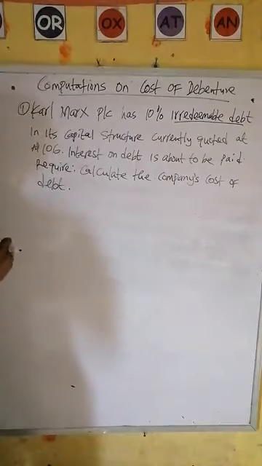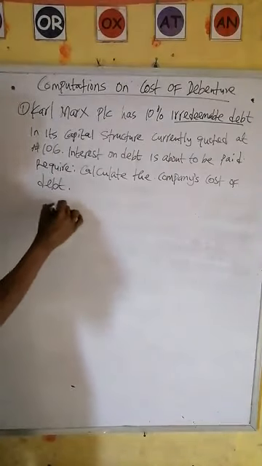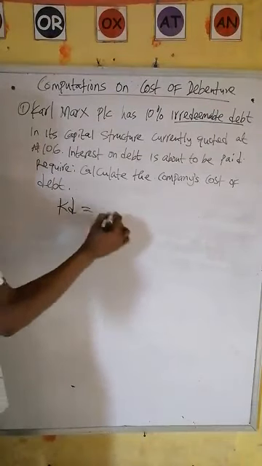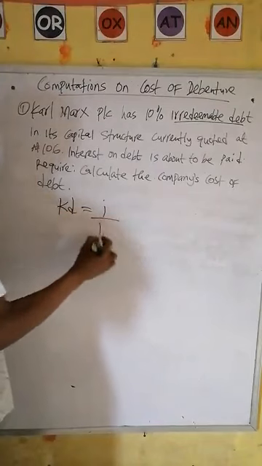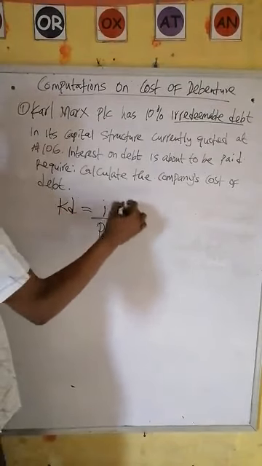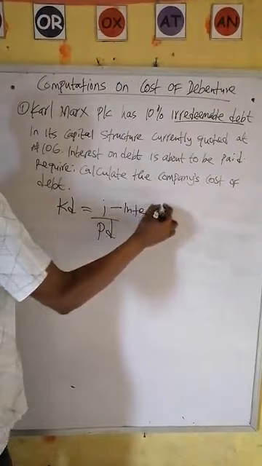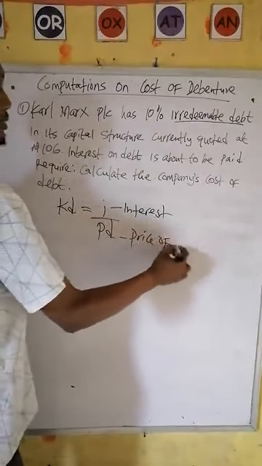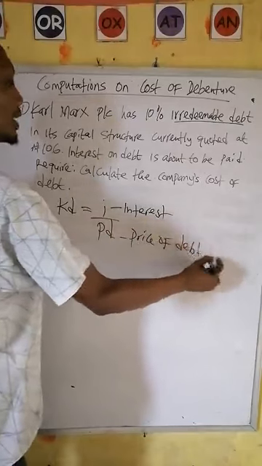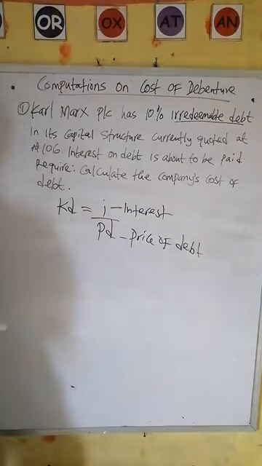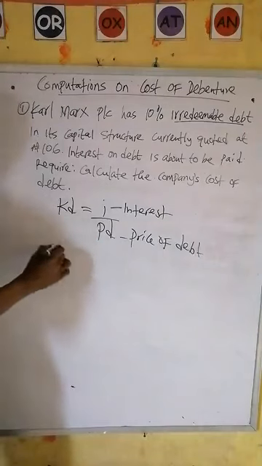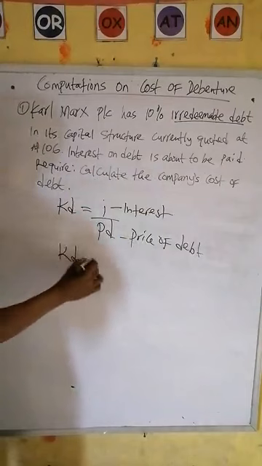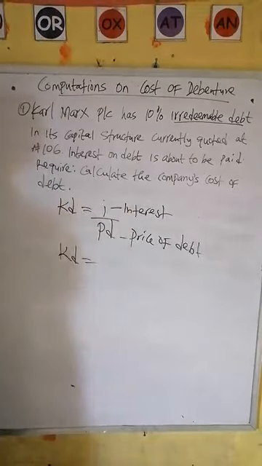So let's look at this question and solve it. The formula to use here is Kd, cost of debt, equal to I over Pd, where I is interest and Pd is price of debt. When I say debt, I mean debenture. Okay, let's now solve it. We are required to compute the company's cost of debt. So Kd is equal to, what is our interest in this question?